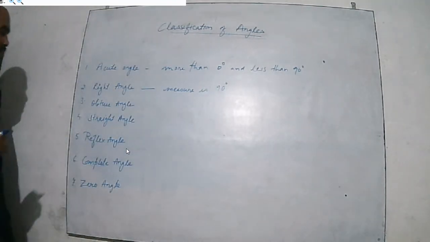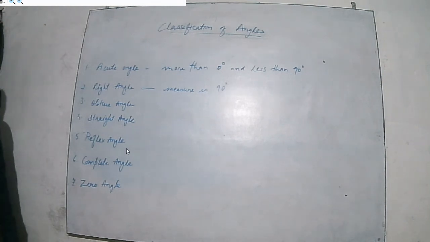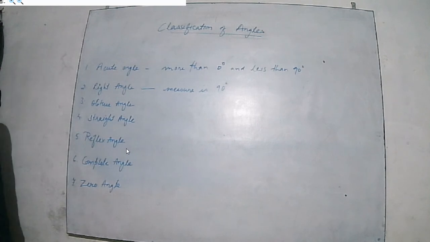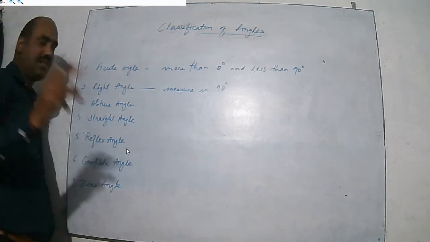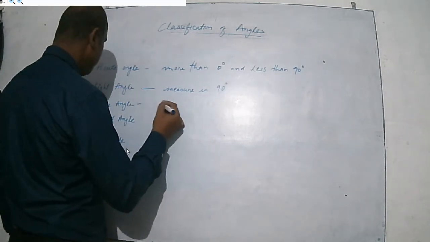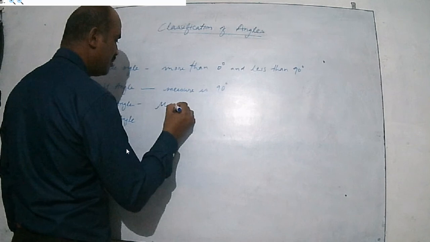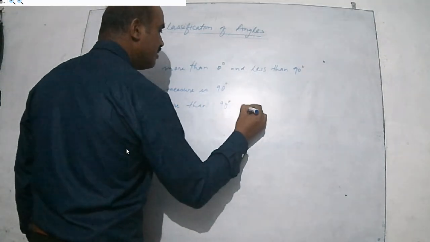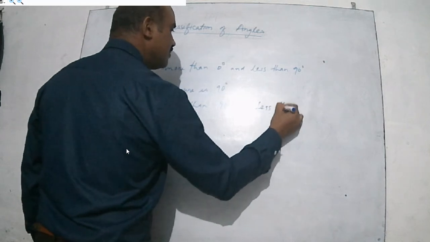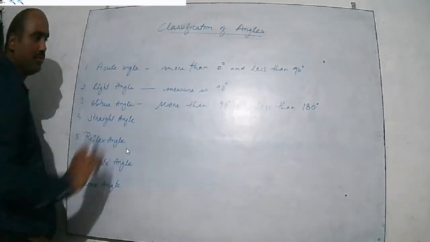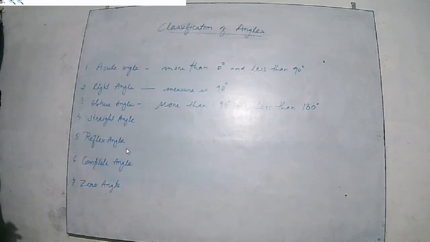Now we talk about obtuse angle. An obtuse angle is an angle whose measure is more than 90 degree and less than 180 degree. More than 90 degree and less than 180 degree is called obtuse. Clear? Now we come to straight angle.